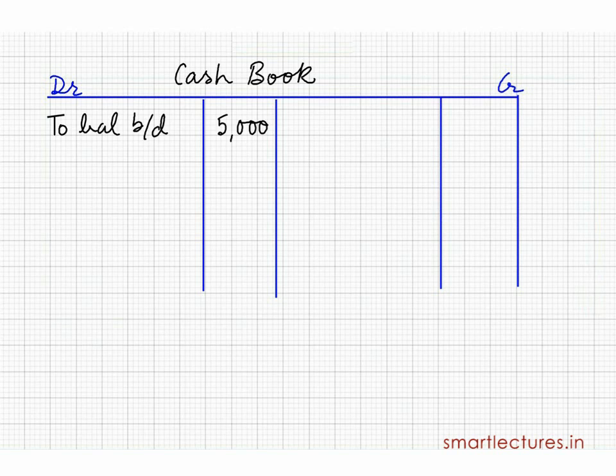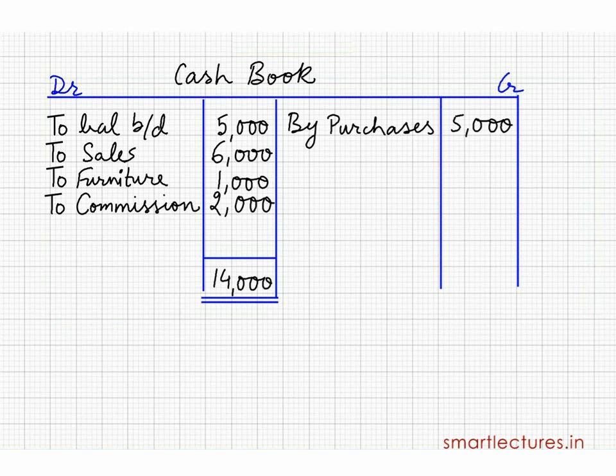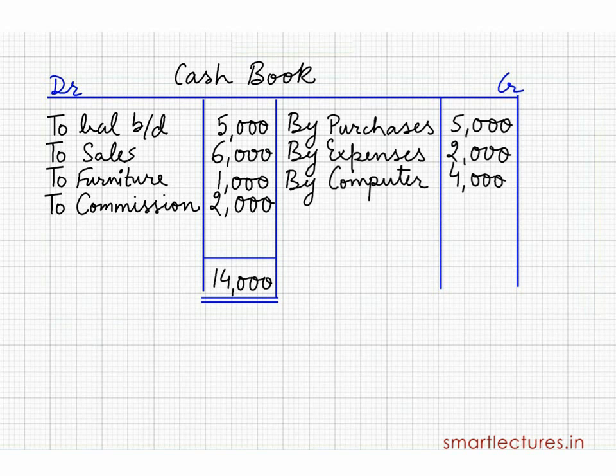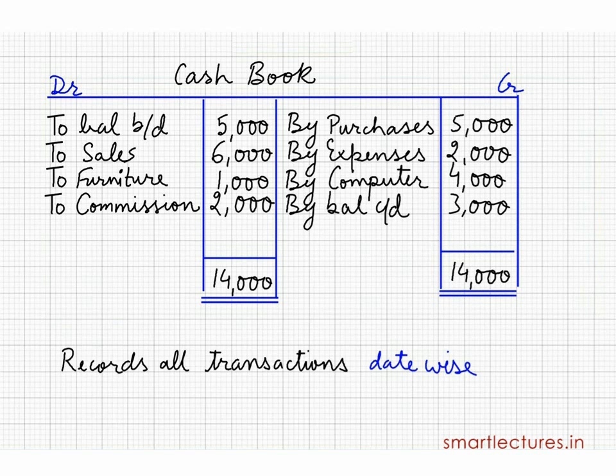To balance BD 5,000, to sales 6,000, to furniture 1,000, to commission 2,000, and the total is 14,000 rupees. And on credit side, by purchases 5,000 rupees, expenses 2,000, computer 4,000, by balance CD 3,000, total 14,000. So this is the cash book. You have made so many times in your classroom this type of cash book. It's a very simple cash book. What I'm trying to tell you, that cash book records all the transactions date-wise.